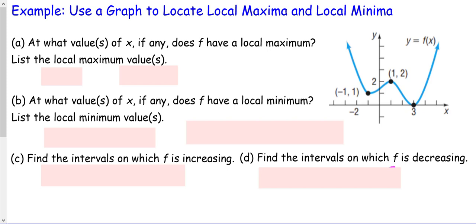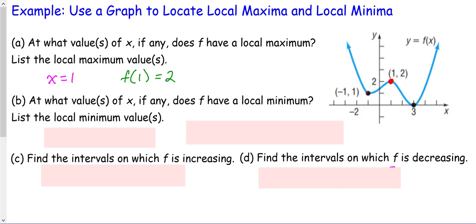So let's look at some examples. For what values of x, if any, does f of x have a local maximum? So we want to look for one of the highest points. And we can see, looking at this graph, that we have a hill right here. So there is a local maximum when x equals 1, and the value would be f of 1 equals 2.